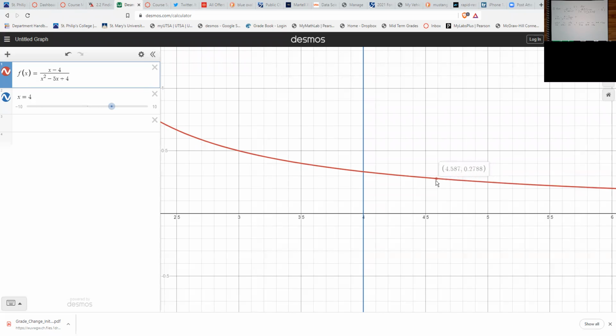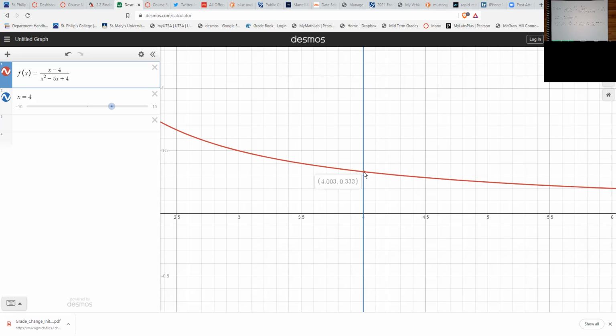And as I approach 4 from the right-hand side, what's happening to the y values? It's increasing. Yeah, and they're getting closer to the same number, right? 0.33. You see that? So from both sides, I'm approaching 0.33.